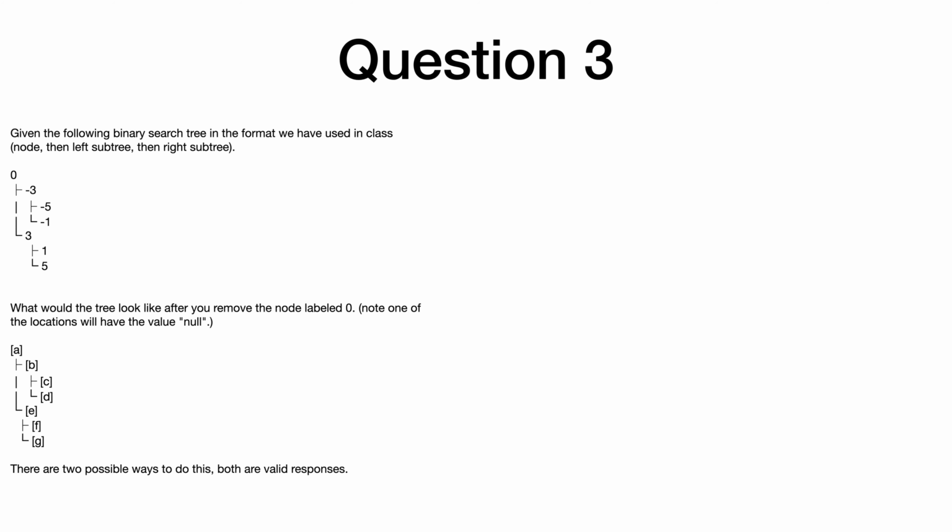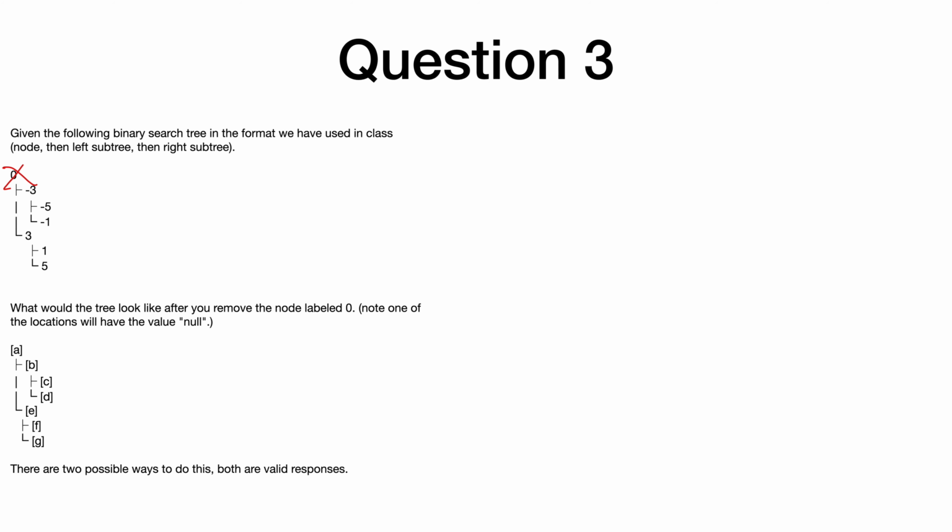so it's supposed to be that the left child always comes first, and the children of a node are vertically in the same place and connected using these lines. So 0 has 2 children, 3 and negative 3. Negative 3 is its left child. So the question is, what would the tree look like if we wanted to remove 0? So we want to remove 0.